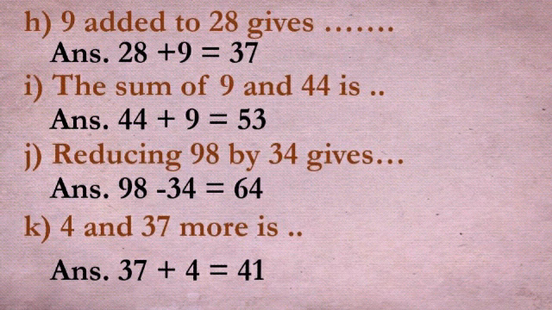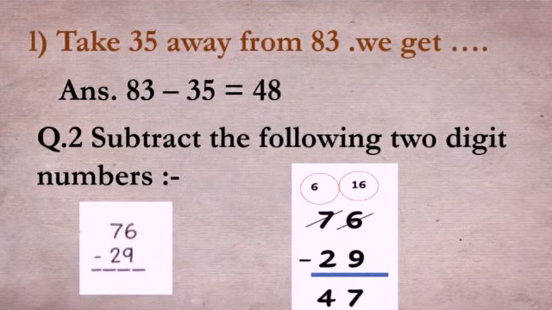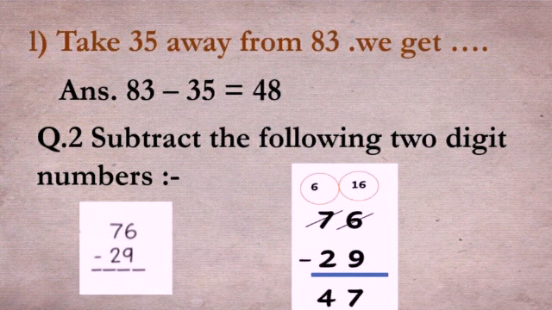After that, 4 and 37 more is 37 plus 4 equals 41. So our answer is 41. More means addition. Next, take 35 away from 83. Take away indicates subtraction. So if you subtract 35 from 83, you will get 48.